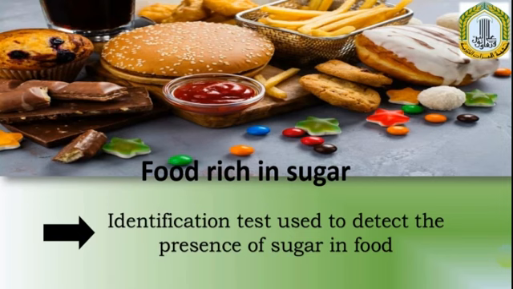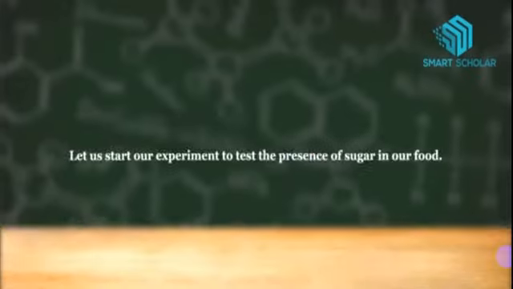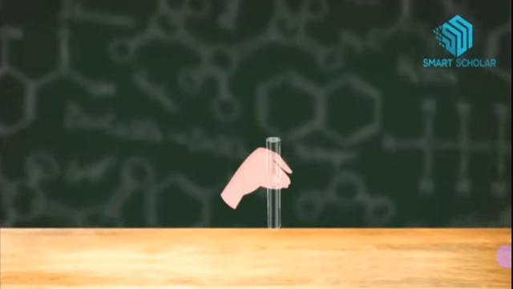Hello dear students, the first food identification test was used to identify the presence of starch in food. In this session, we will focus on food rich in sugar and the identification test that is used to identify its presence in the food that we consume. Watch out the experimental procedure done on glucose, which is a sugar.